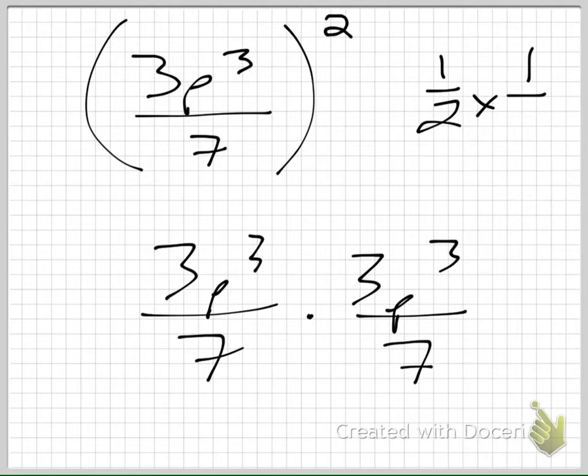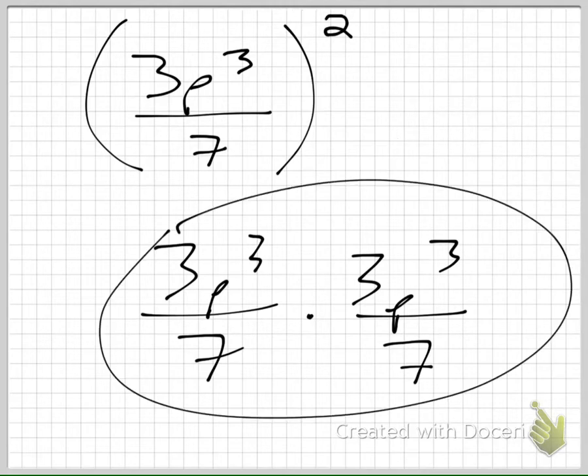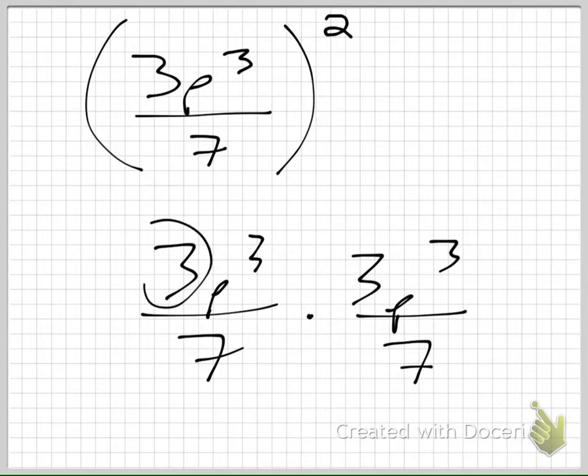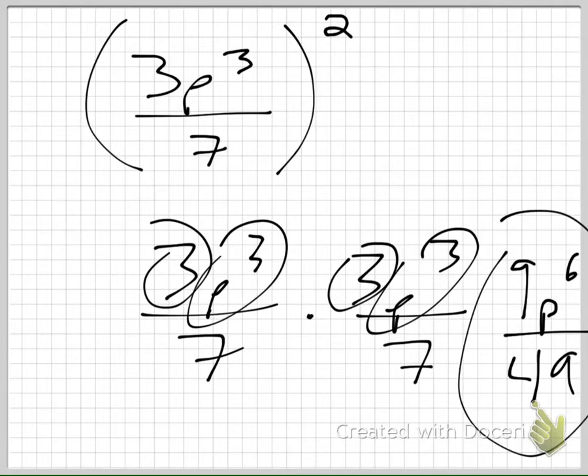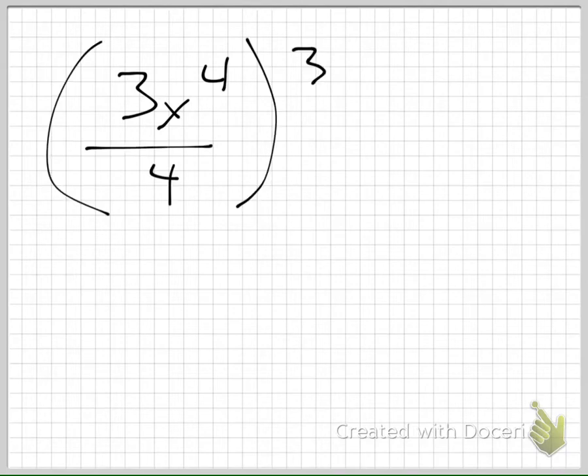So, if I have this, which turns into this, I'm just going to multiply across. That would be 3 times 3 is 9. p to the 3rd times p to the 3rd is p to the 6th, over 7 times 7 is 49. And I'm done. That's the answer. So, let me give you one. Try 3x to the 4th over 4 to the 3rd power.